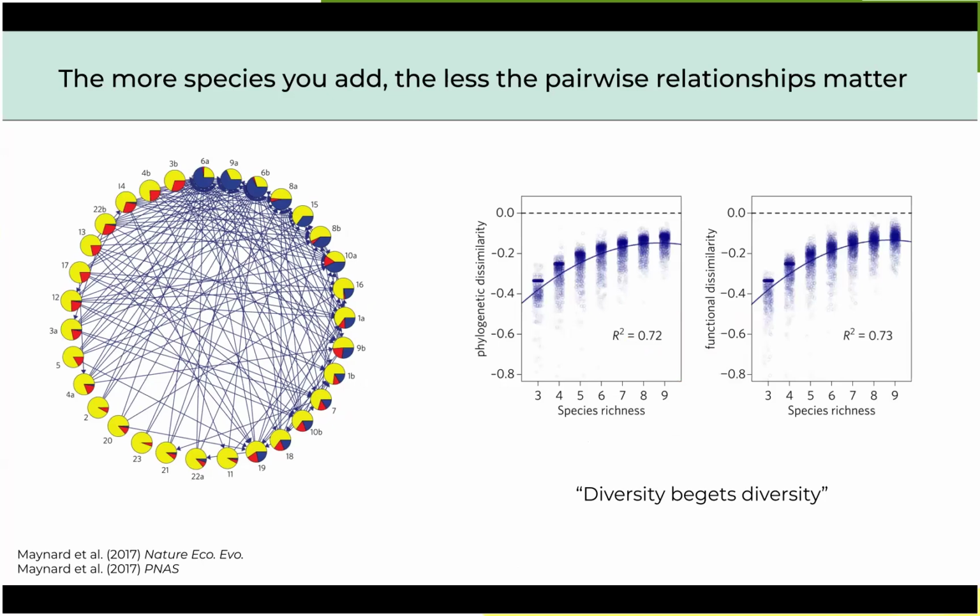Going to the title of the talk, I think what's most important is that it really shows this idea of diversity begets diversity. So what we have here is the phylogenetic diversity and the functional diversity of these communities as we increase the initial richness of the system. And what we see is that as we increase the initial richness, we actually retain most of what we started with.